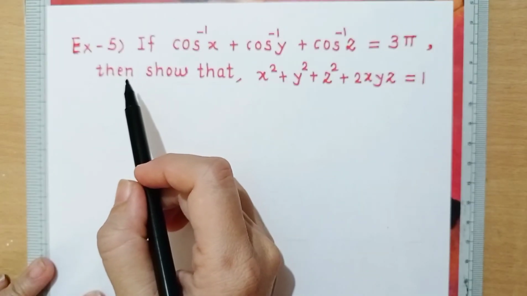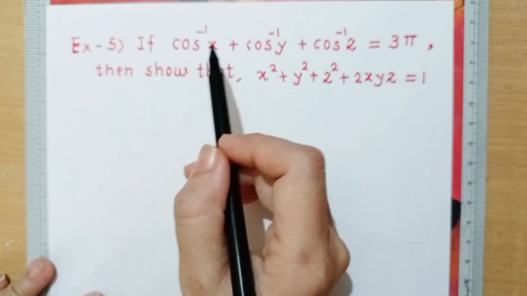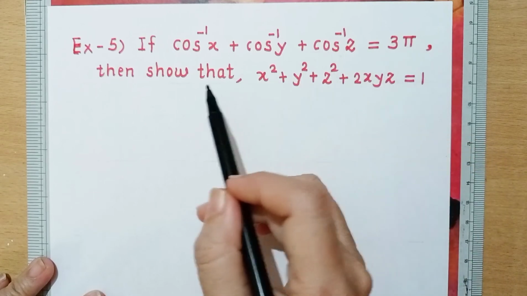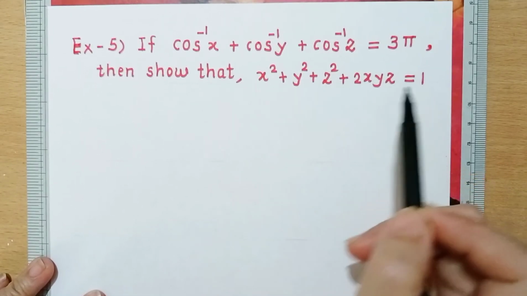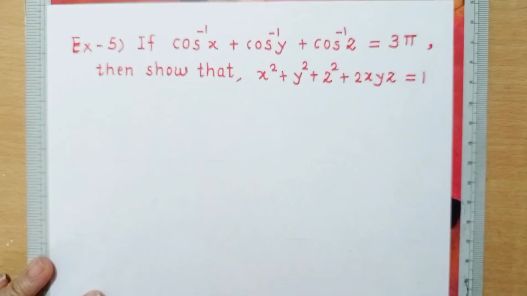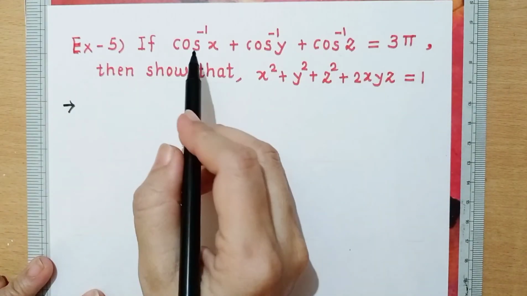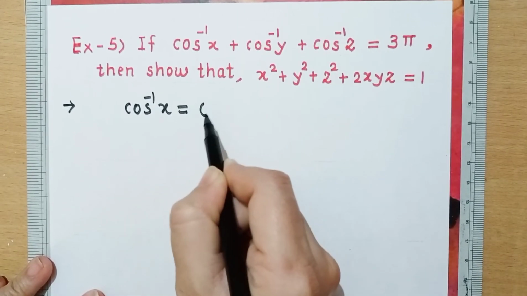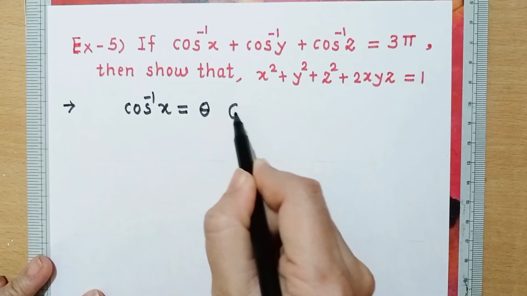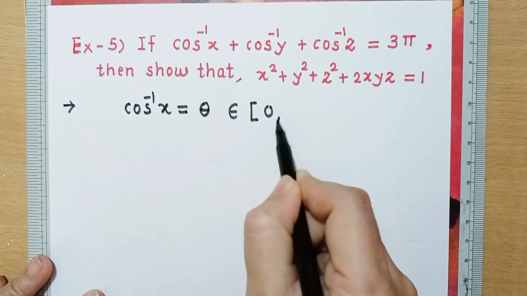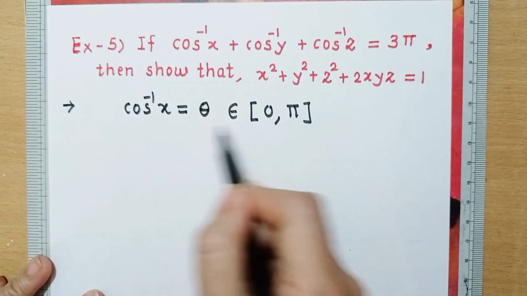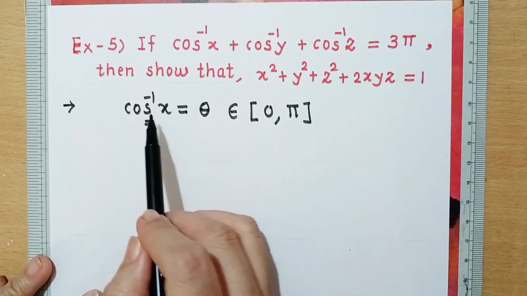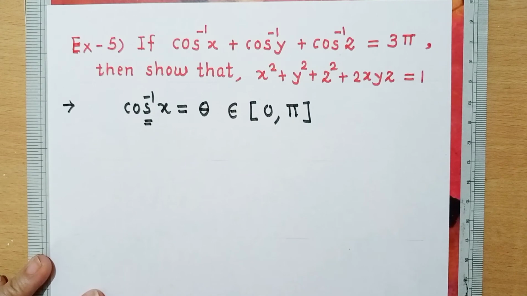This is our fifth example and here we have given that cos inverse x plus cos inverse y plus cos inverse z equal to 3 pi and we have to show that this LHS equal to 1. So we will start from given things. We know that the value of cos inverse x is some angle. Let that angle be theta. This must belong to the closed interval 0 to pi because this is the principal value branch for cos inverse of x. So this value lies between 0 to pi.